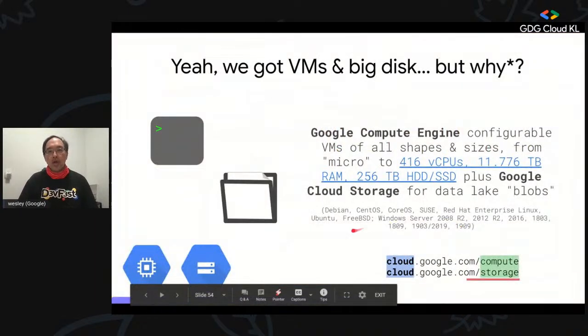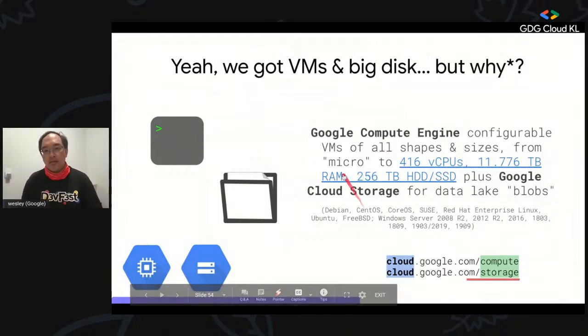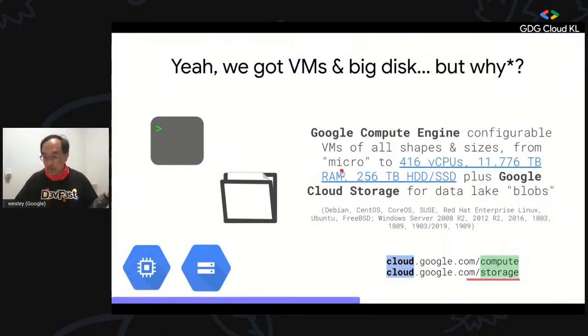All right, so I mentioned earlier that we have VMs and big disk, right? You can get a free VM every month. I don't know if you all know that, but everybody gets a free small VM that's called an F1 micro. It's like a 2 gigahertz CPU, 4 gigs of RAM or something like that. And everybody gets one free per month, all the way up to a massive, gigantic VM that has like 416 vCPUs, 12 terabytes of RAM, and up to 256 terabytes of disk.